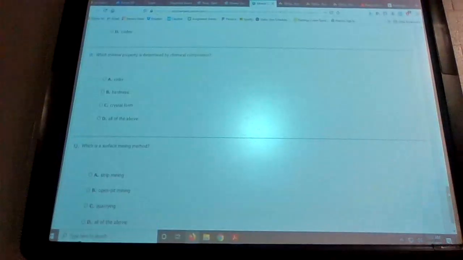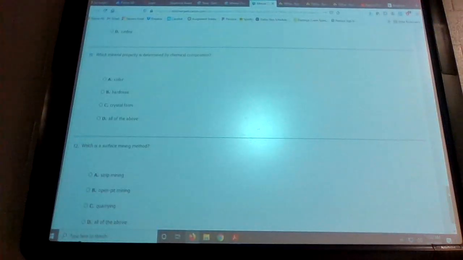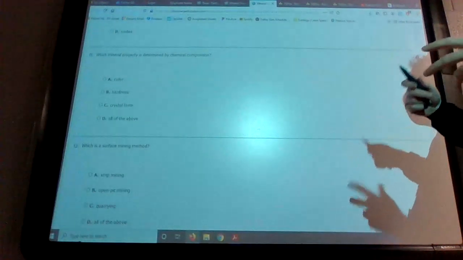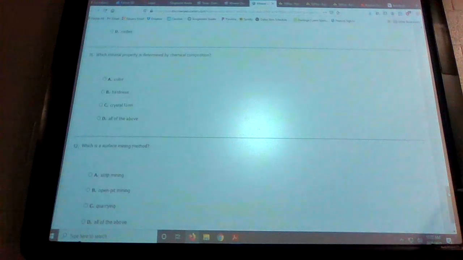Every element, not every element, but most elements have a different color that's unique to just them, like gold. Nothing else looks like gold. And so the chemical composition is what affects the color.